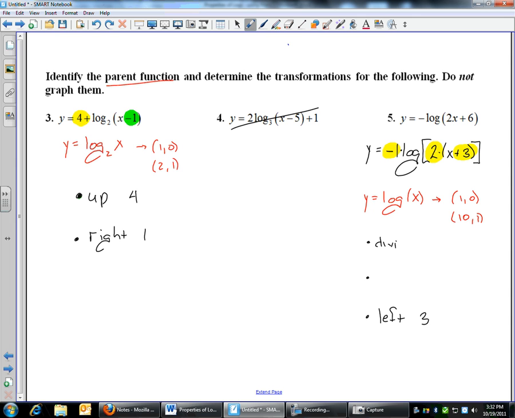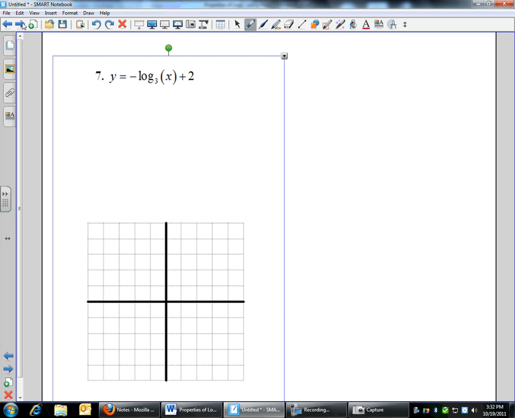I'm going to divide my x coordinates by 2. And then the negative 1 times log, the negative 1 on the outside means it's going to affect the y's, and you do the same thing. So I'm going to multiply my y's by negative 1. So those are the transformations for number 5. So I'll divide x by 2, multiply the y's by negative 1. Then once I do that, I'll shift left 3. And that's how we would graph number 5. Yeah? Great. Okay, moving on.